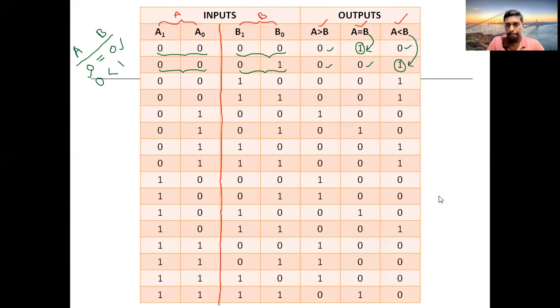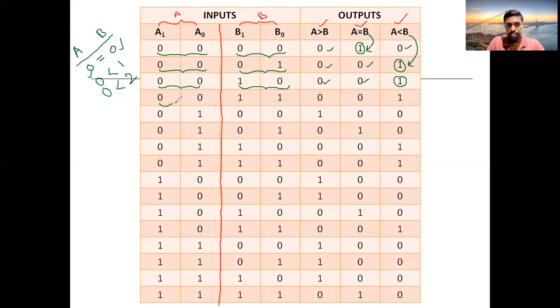Now see the third one. Third one is also 0, 0. So 0 in decimal, and 1, 0 in terms of decimal is 2. So again 0 is less than 2. So A is less than B. So keep 1 here under the same column, A less than B, and the remaining 2 will be 0.